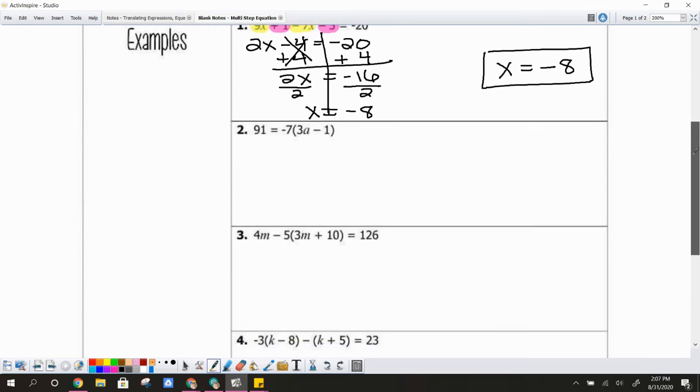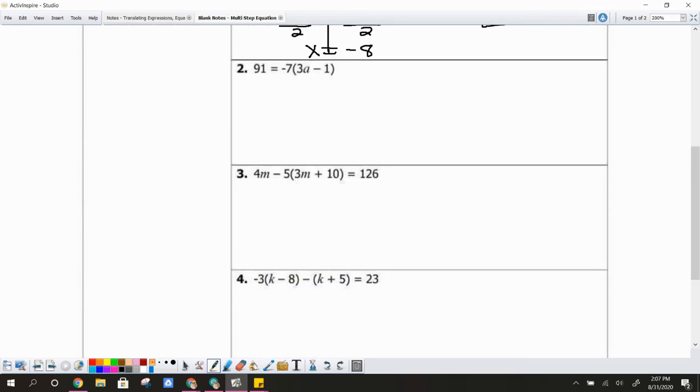Let's try number 2. Number 2 has some parentheses in it. So we need to make sure that we are distributing first in this case. So let's go ahead and distribute. So we're going to pass that negative 7 to both parts. I want that to multiply by that 3 and by this negative 1. So negative 7 times 3 is a negative 21.